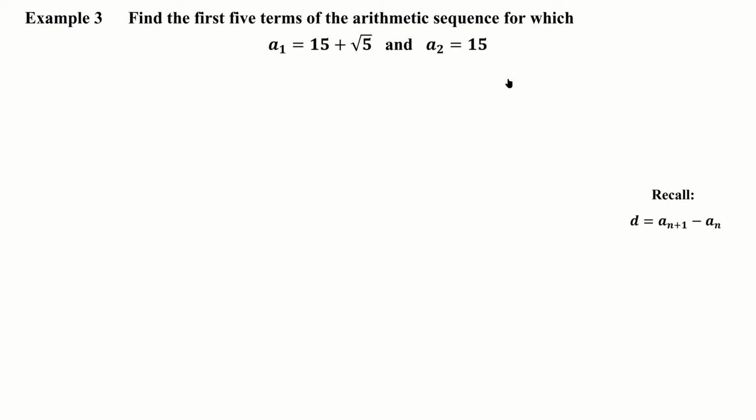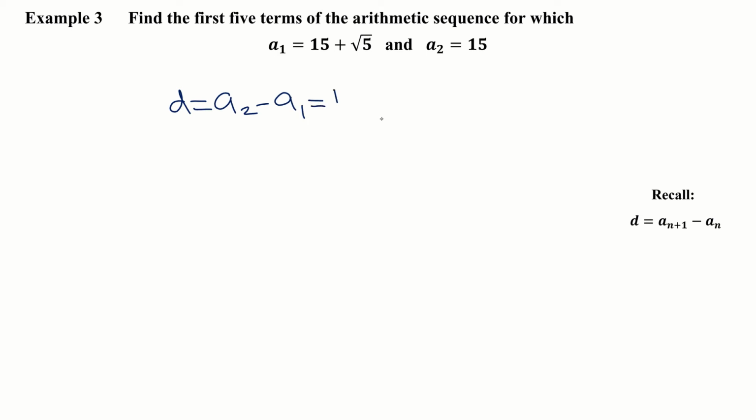I think you should be able to handle that, so why don't you pause and try it before you come back. All right, remember that we can find the common difference by subtracting any pair of consecutive terms. So here we have a pair, the first and the second. So I can get D by simply doing A2 minus A1, right?